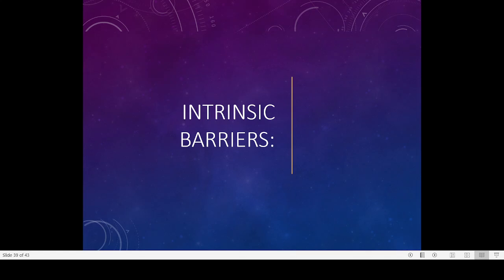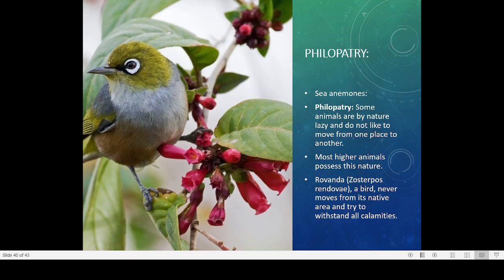Then another type is intrinsic barrier. So there are basically two different types of barrier. One is an extrinsic barrier or external barrier. Barriers which are present outside the body of the animal are known as extrinsic barriers or external barriers. And what we were seeing are all cases of extrinsic barrier. Now we will be seeing intrinsic barrier. There are a number of examples for intrinsic barrier.